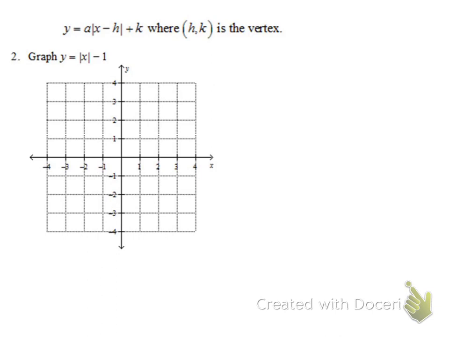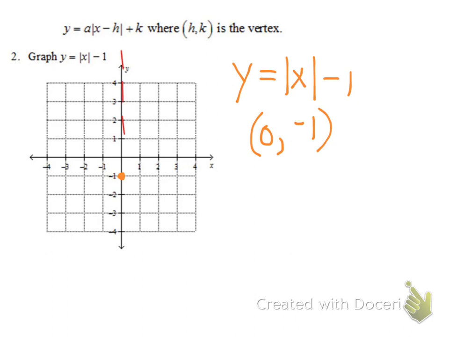All right, so let's look at this one. We've got to pick out our vertex. We don't have anything with the x inside of the absolute value, so the h is 0, k is -1. So put a point at 0, -1. That is your vertex, so your axis of symmetry will go through that.